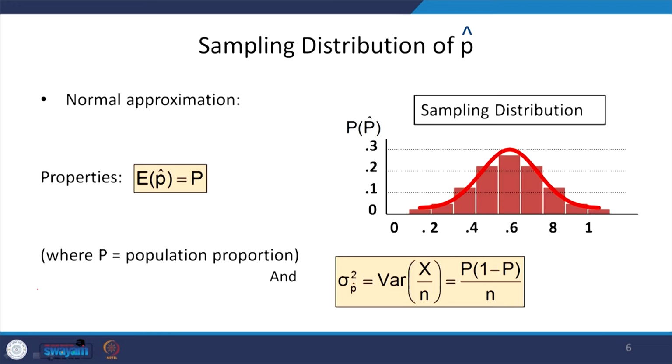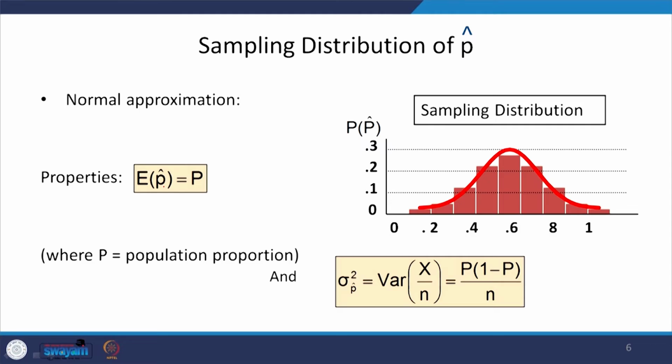So, what will you do? From the population we will take a sample proportion. When you plot the sample proportions, they will follow a normal distribution. This picture shows different samples taken from the population. For each sample we find the sample proportion. If you plot these sample proportions, they follow a normal distribution. Since it follows a normal distribution, it has two parameters. The mean of the sample proportion, that is the expected value of p hat, is nothing but P, the population proportion.